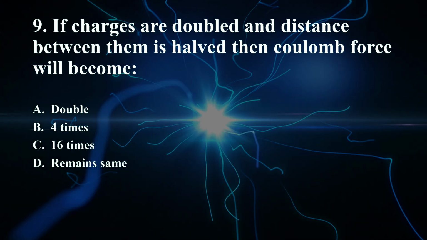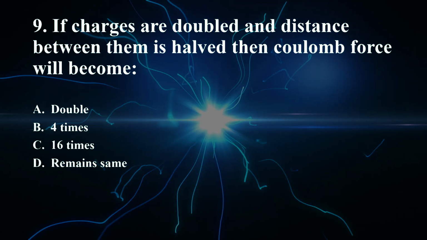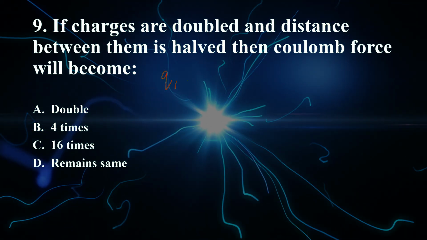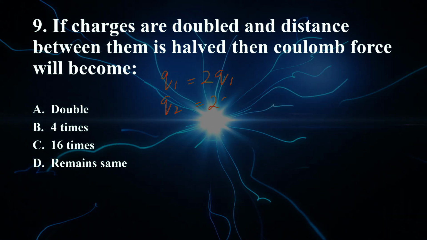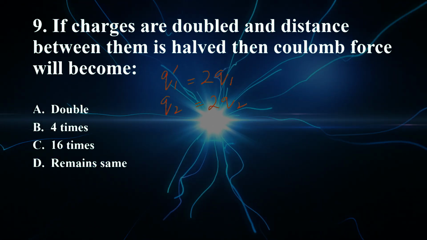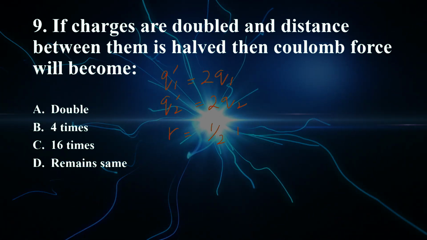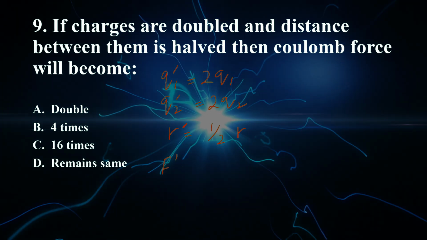Okay, so students, the next MCQ is: if the charges are doubled and the distance between them is halved, then the Coulomb force will become what? Let's suppose charge 1 is doubled and charge 2 is also doubled, and these are the new charges, and the distance between them is halved, and the new distance is r prime. Then what will be the new force?